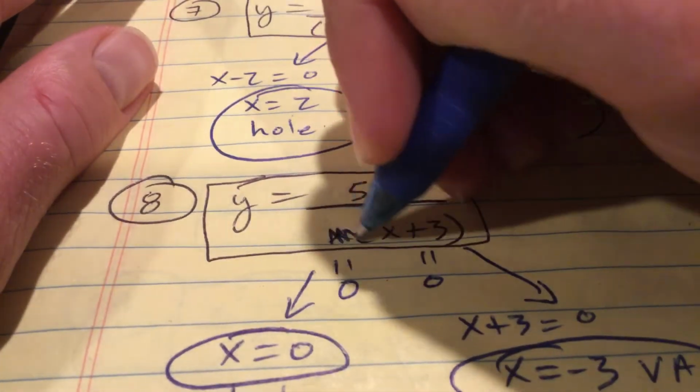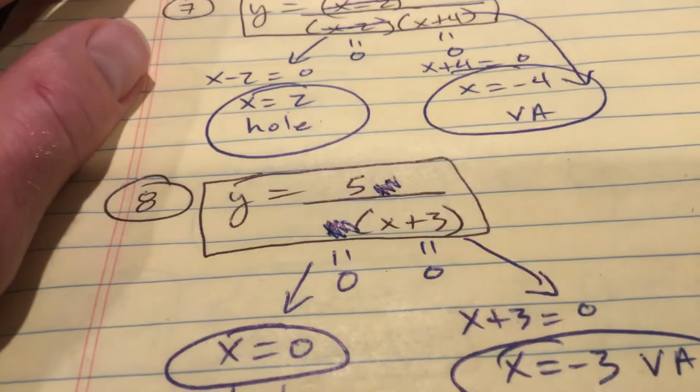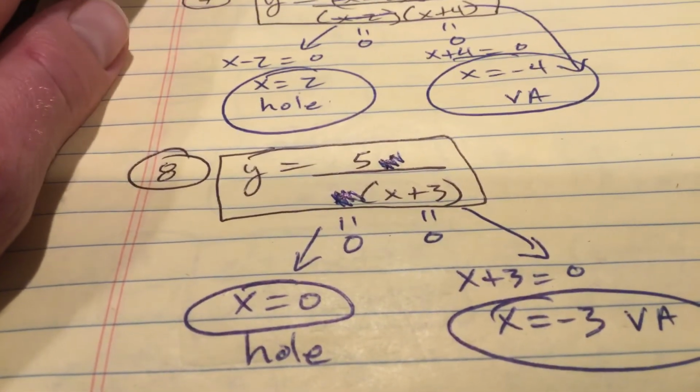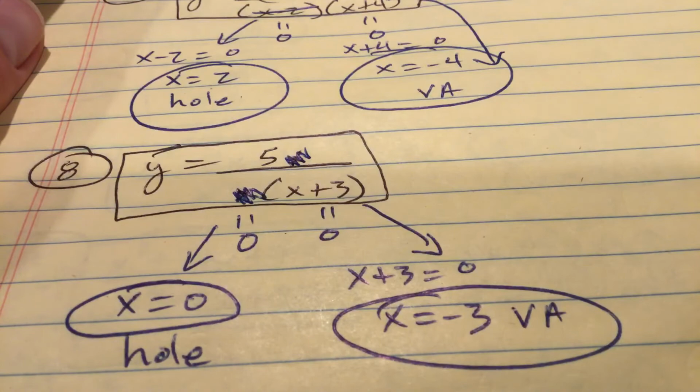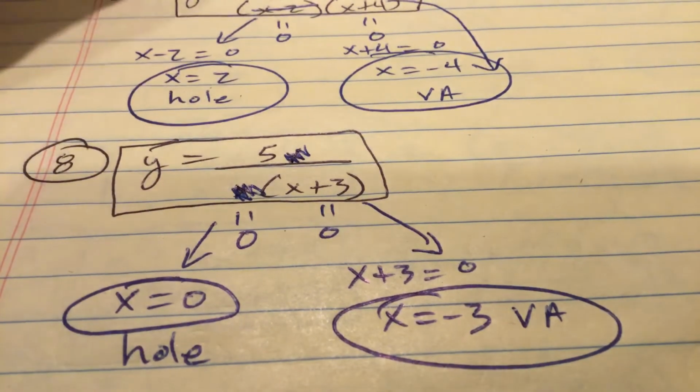Cover up or cancel out the x's. Notice how the x is canceled. That means x equals 0 is a hole. x equals -3. It did not get canceled. It is a vertical asymptote.